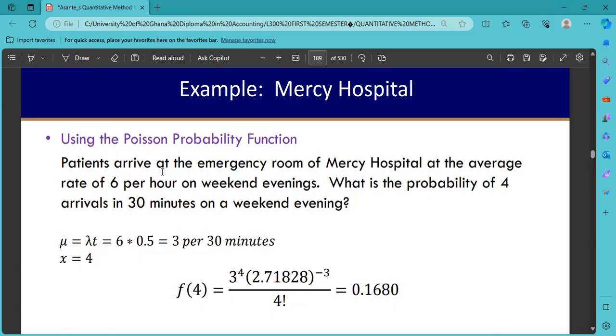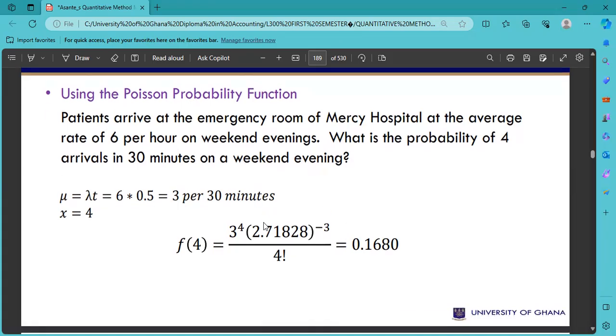Patients arrive at the emergency room of Mercy Hospital at the average rate of 6 per hour on weekend evenings. What is the probability of 4 arriving in 30 minutes on a weekend evening? So now they are telling us that 6 arrive per hour, right? So what is the probability of 4 arriving in 30 minutes? So this is when we divide the hour by 2.